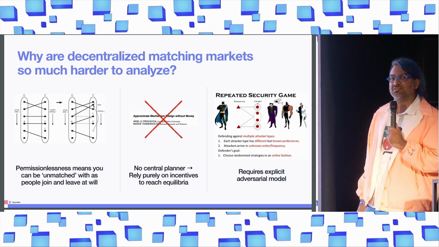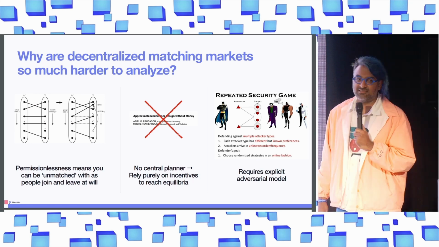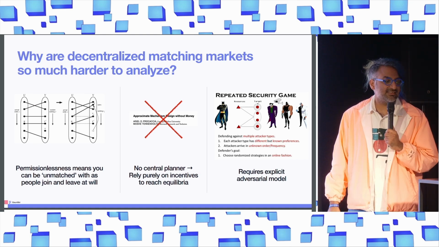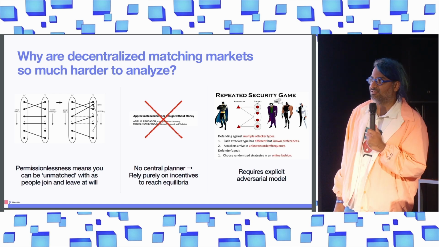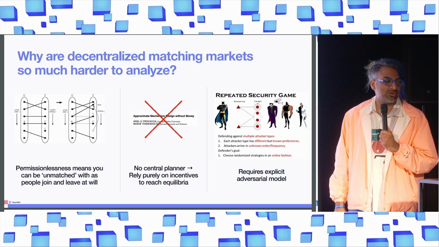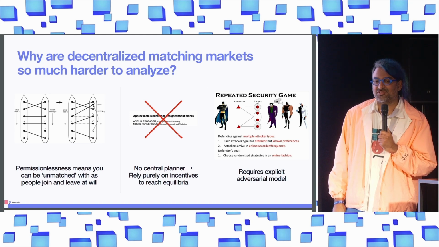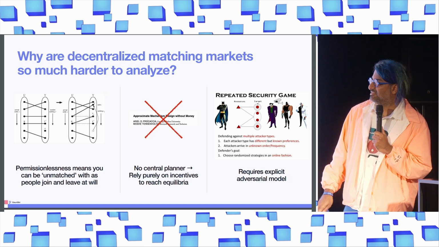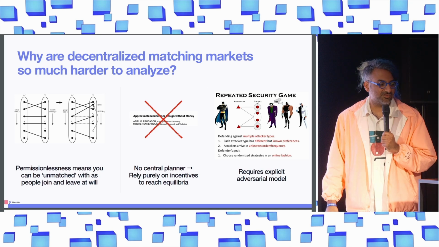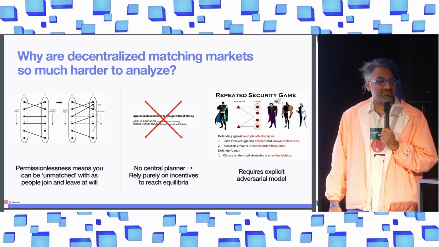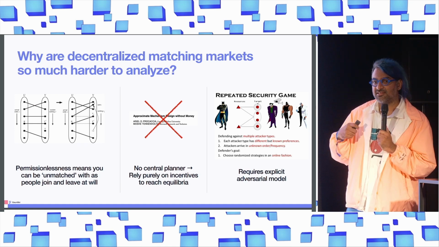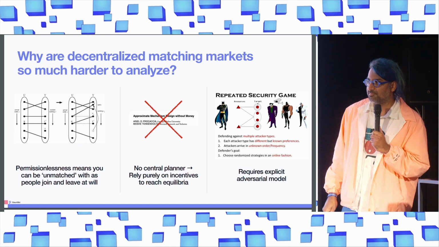So a natural question you might ask: why are decentralized matching markets so much harder to analyze? First off, people can join and leave, so the matches are unstable. Second, without a central planner, you have to use money effectively. There's a whole world of people who study how to do matching markets with no money. But in the decentralized world, you can basically show that you have to have some notion of money or rewards or incentives, otherwise it's unstable. And finally, you have to explicitly model your adversaries for when they're allowed to attack and which components they attack at a particular time.